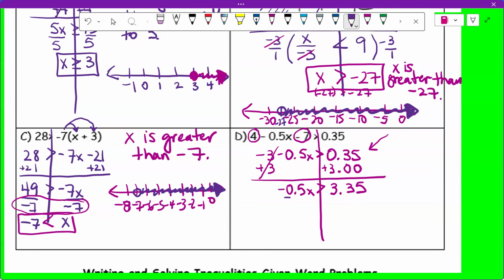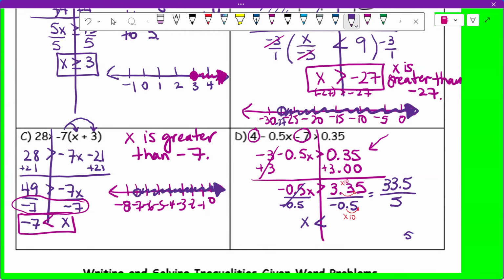Negative 5/10 times x, we need to divide by -5/10 on both sides. Do we need to flip the inequality sign? We do, because we're dividing by a negative. So we have x, and now we need to do a little bit of decimal work, times 10 to move that decimal one place to the right, times 10 again. So we have our new dividend as 33 5/10, and our new divisor as 5.